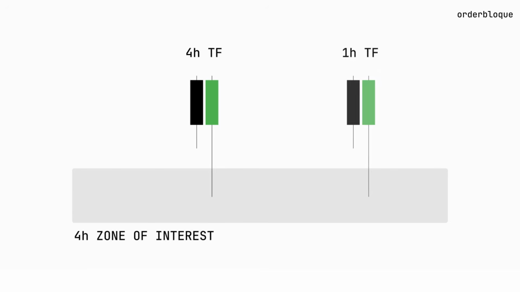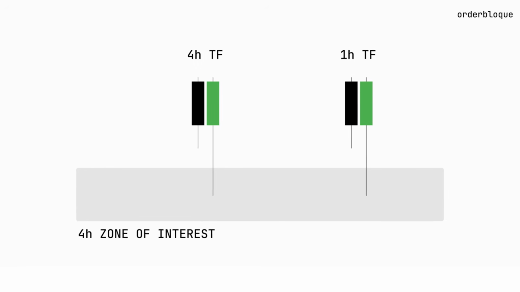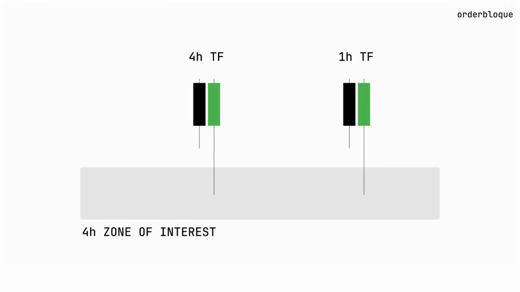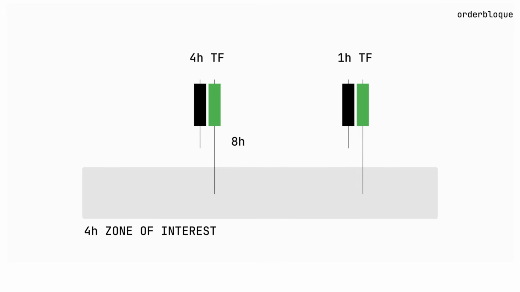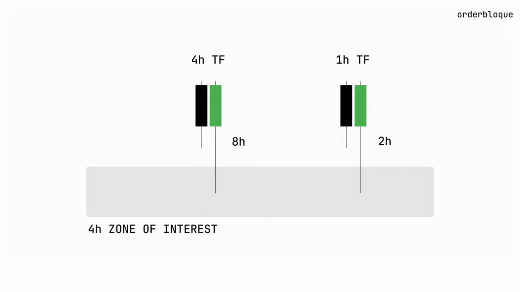The answer is actually quite simple. It's all about waiting time. For example, if your initial zone is on the 4-hour time frame, even the simplest tool, like a rejection block formed by 2 candles, would require you to wait 8 hours instead of just 2 if you were observing the 1-hour time frame.